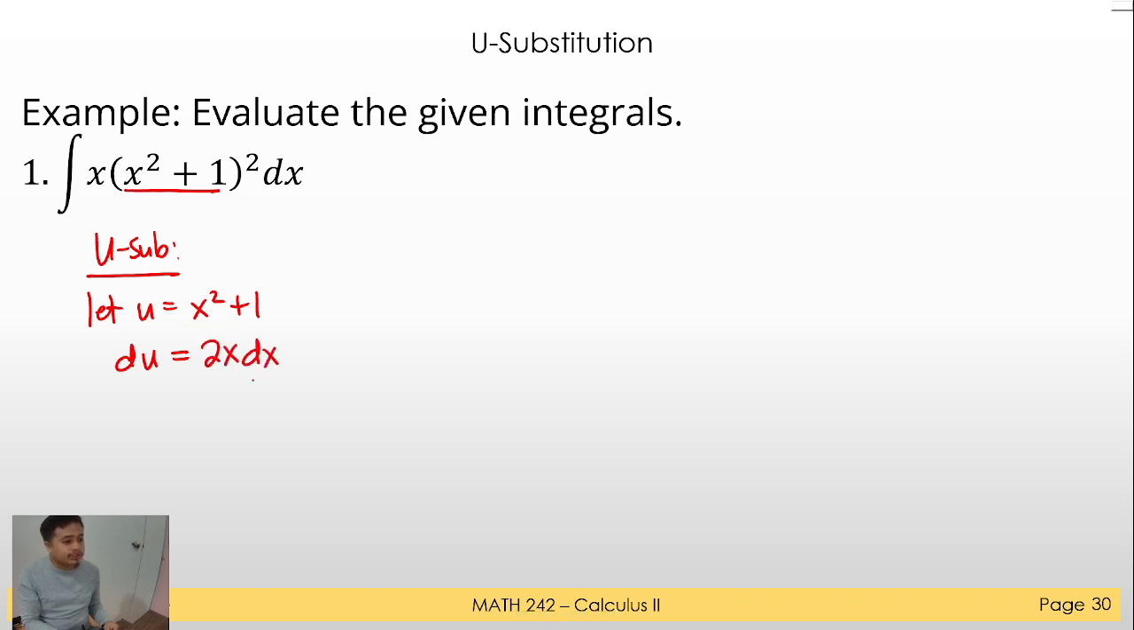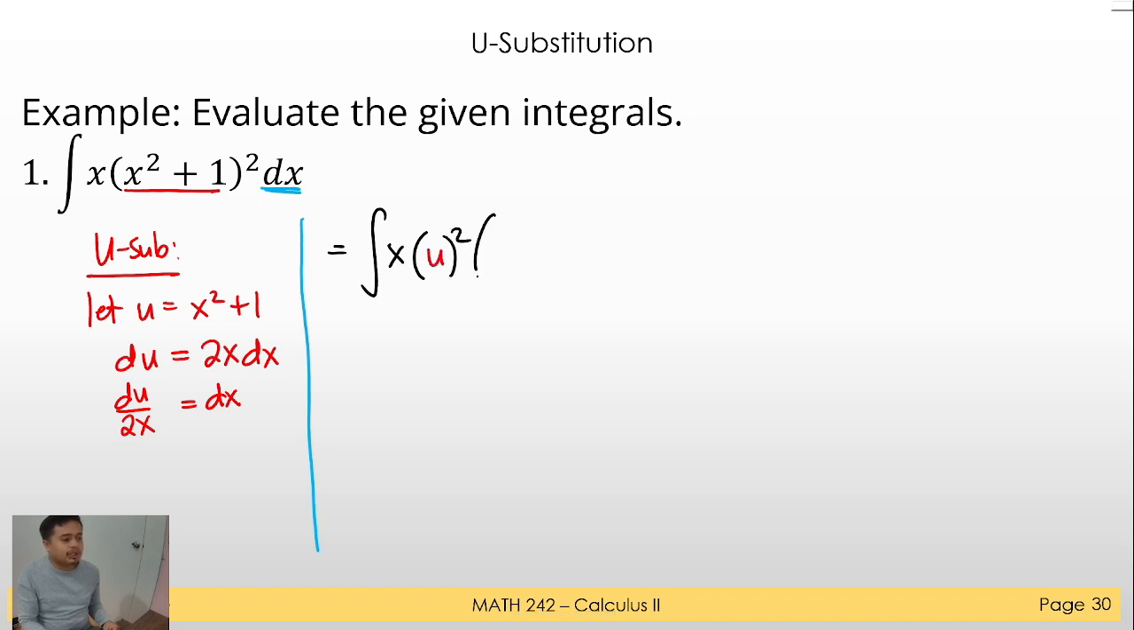Don't forget the dx, guys. And then for the dx as well, okay, we have to also change this dx. So solving for dx here, we have dx is equal to du over 2x, upon cross multiplication of your 2x. So therefore, we have the integral of x times, so x squared plus 1 will now become u, and then squared, and then dx will now become du over 2x.